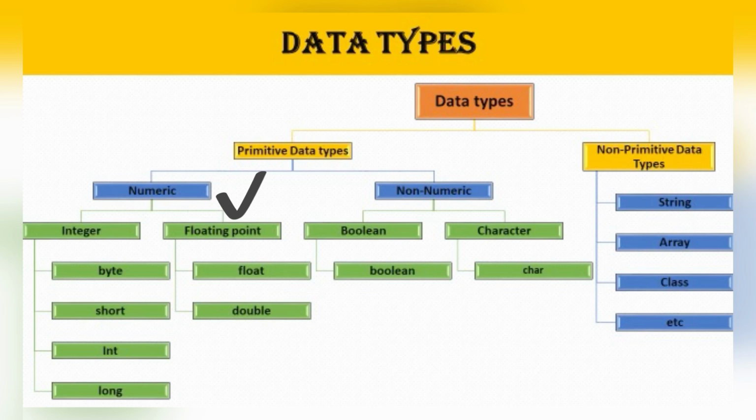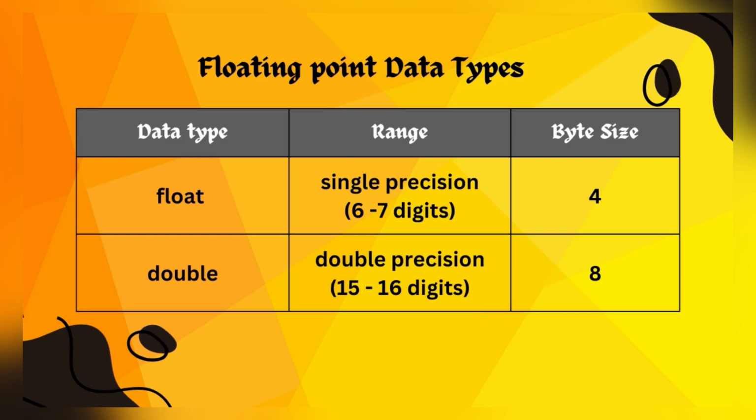Let's move on to floating point data types. As I mentioned earlier, floating point data types are used to represent decimal values. We have two types under floating point data types, float and double. A float can store up to 6 to 7 decimal digits. A double can store up to 15 to 16 decimal digits. The float data type uses 4 bytes of memory, while the double data type uses 8 bytes of memory.